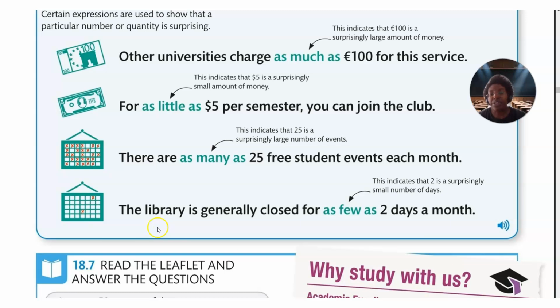Then our last one, the library is generally closed for as few as 2 days a month. So this indicates that 2 is a surprisingly small number of days, as few as. So again, if you want to communicate surprise for a large number, you can use as much as, as many as, but if you want to indicate surprise for a small number, or really emphasize that it's a small amount or number, as little as, as few as. So this is good in business. So you might be selling something and you can say, hey, you can get this product for as little as $10.